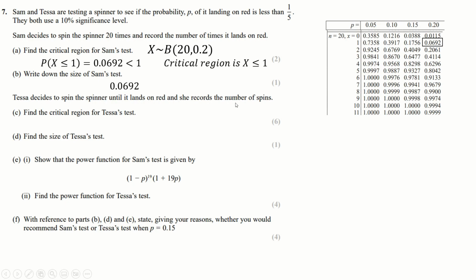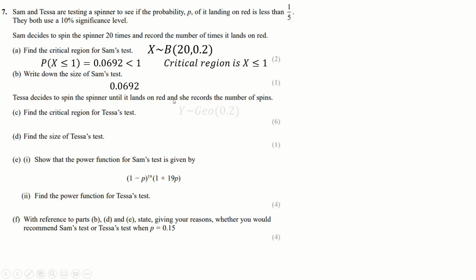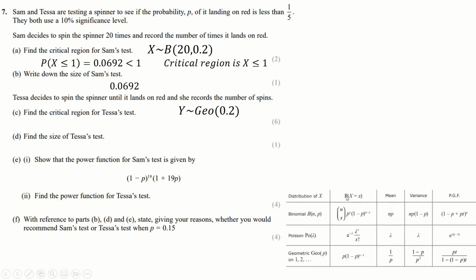Tessa decides to spin it until she lands on red. So that's a geometric one instead. Again, probability 0.2. Super useful result here. This doesn't work so well because that's equal to x. This here is the probability of getting x, of landing on exactly the 5th roll. But we don't really want that. We want to find the probability of landing on a greater than or equal to roll. Because we want to essentially find the x such that the probability of waiting that long until you get a red is less than 0.1. So we just want greater than or equal to.